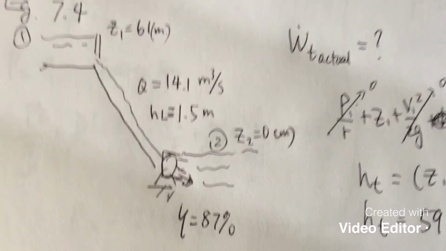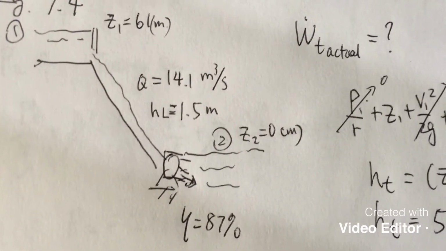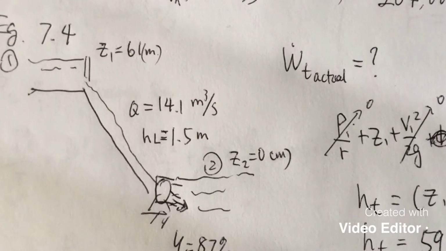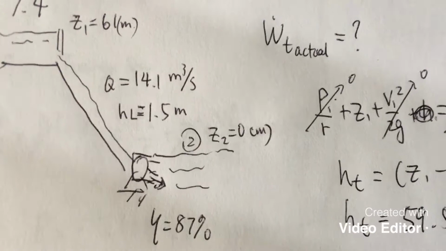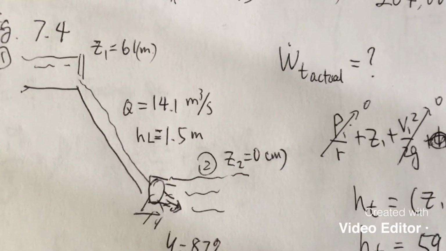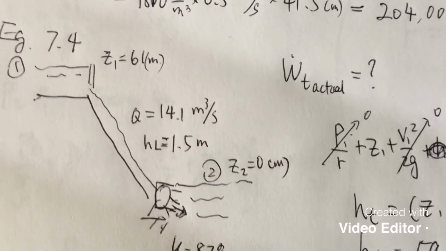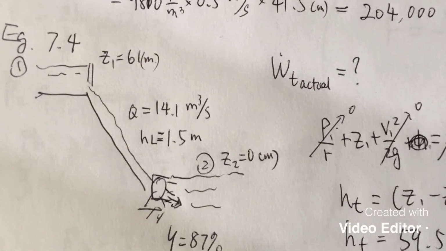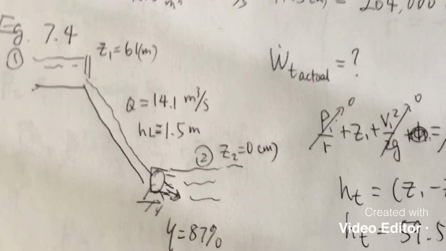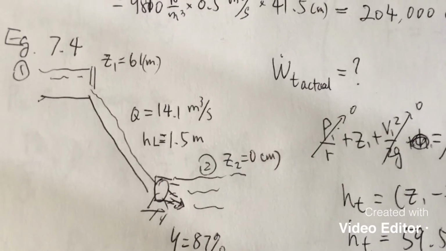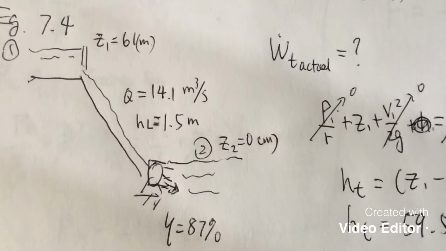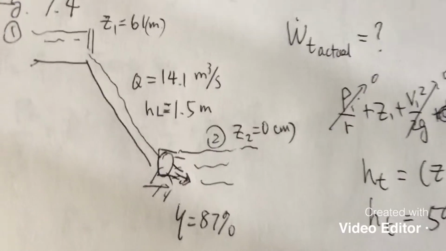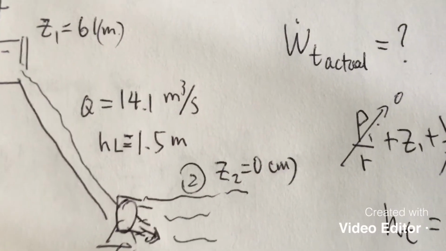So you have a turbine in the flow to convert all the kinetic energy, potential energy into power, into electricity, right? With a turbine, you take energy out of the system. So the question is, what is the electricity power you can receive from this system? Very practical problem, right? The known values: flow rate is given as 14.1 cubic meter per second. The total loss for the system is 1.5 meter.